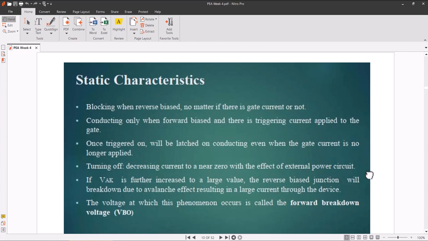If VAK is further increased to a large value, the reverse biased junction will break down due to the avalanche effect, resulting in a large current through the device. The voltage at which this phenomenon occurs is called the forward breakdown voltage. This is the maximum voltage you will need to apply at the anode cathode terminals without a gate signal. So this is the maximum limit. But if you have a gate signal, you can make your thyristor turn on below that value.